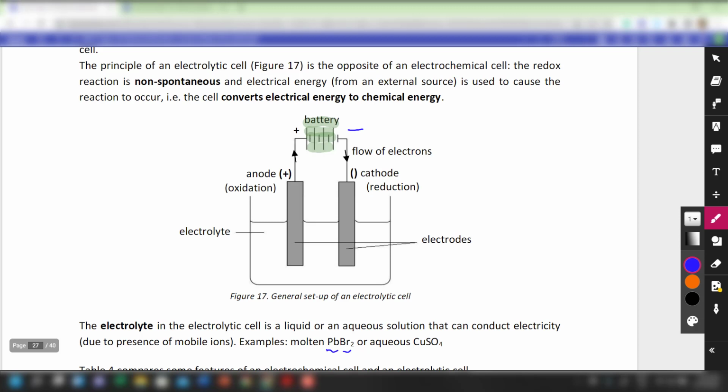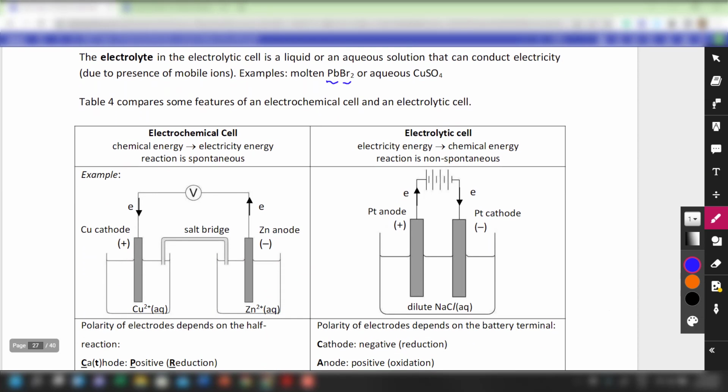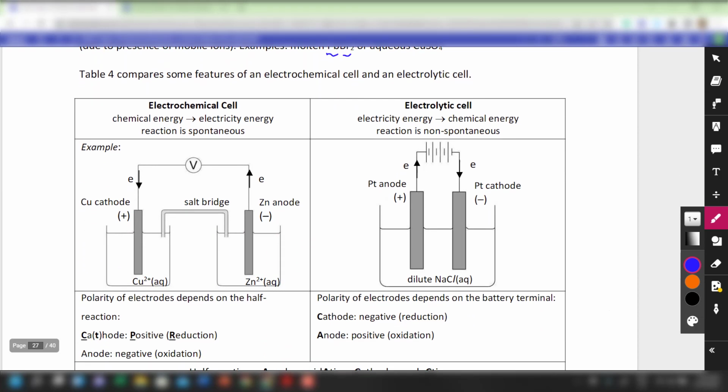Okay, so again, let me repeat. The electrons do not go through the electrolyte. The electrolyte merely acts as a medium where the relevant species get discharged, and in that case, it allows electrons to be pushed through the circuit. Okay, so we have a table here which compares some features of an electrochemical and an electrolytic cell.